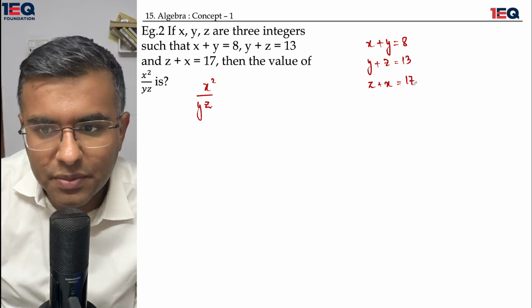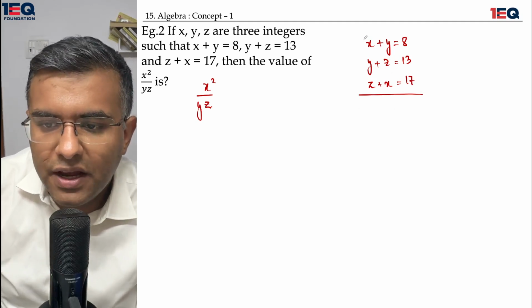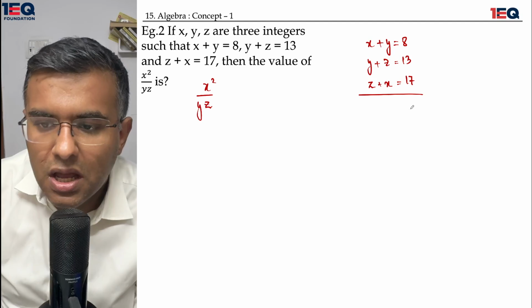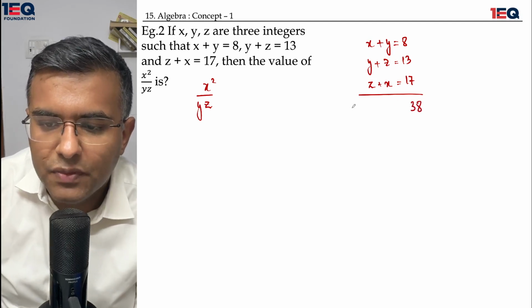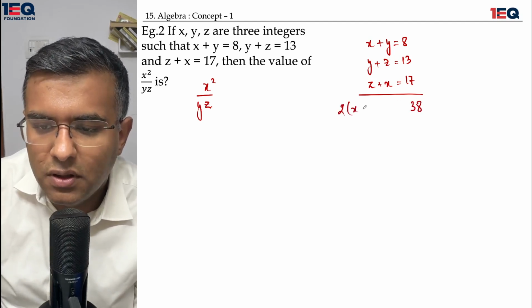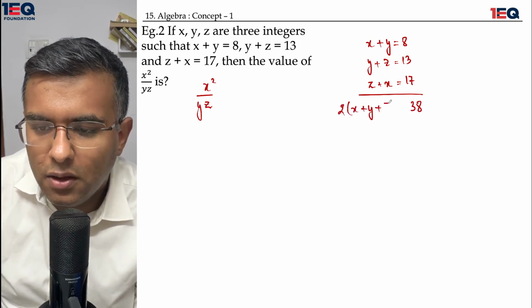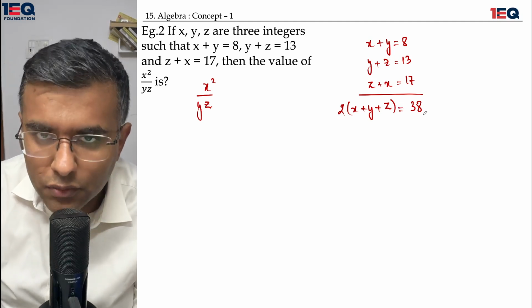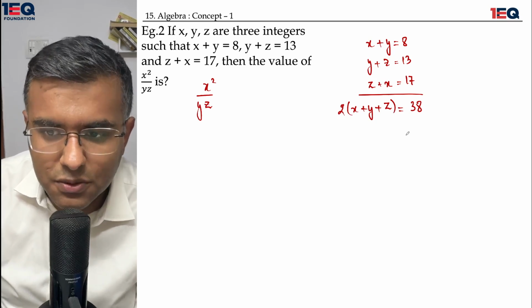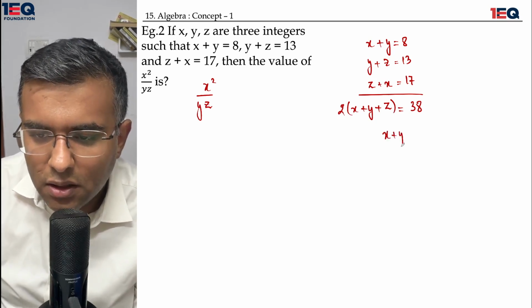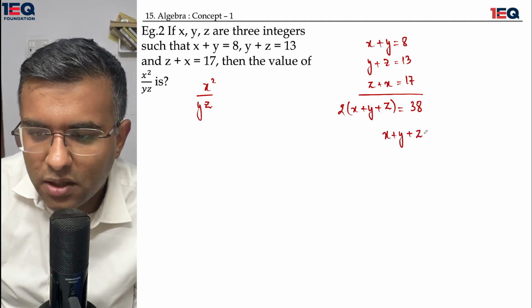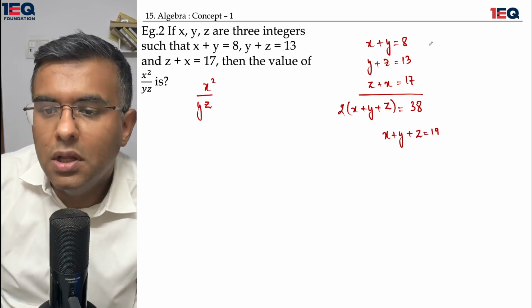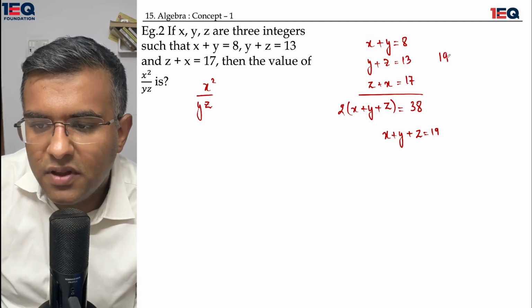I would introduce a basic trick for you over here. If I add the left hand sides of all the equations and the right hand sides of all the equations, I would reach a point where I can say that twice of x plus y plus z is equal to 38. From here I can come to the conclusion that x plus y plus z is equal to 19. Right, now I have the sum of all of them as 19.